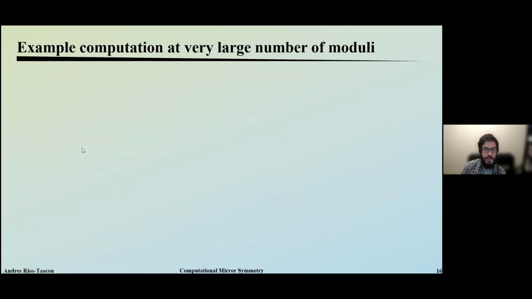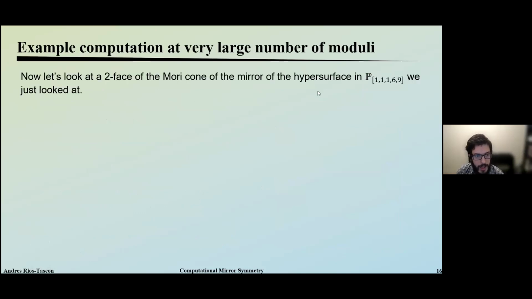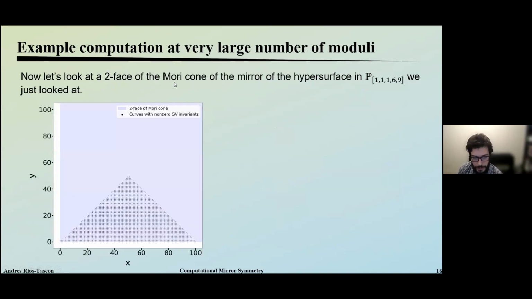So let's show an example of this. Let's look now at the mirror of the hypersurface in P1169 that we just looked at, and let's look at a two-face of the Mori cone. Here in this plot, this blue shaded region is a two-face of the Mori cone, and the black dots are non-zero GV invariants. As you can see, we computed all the way up to degree 100.